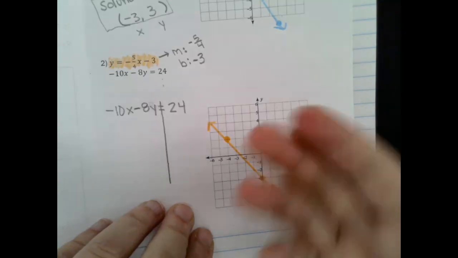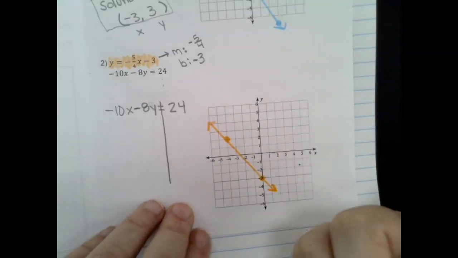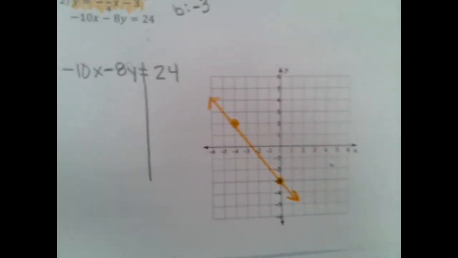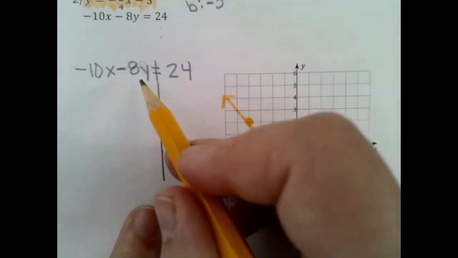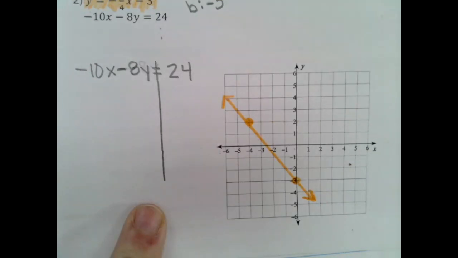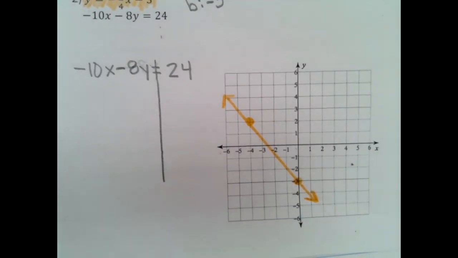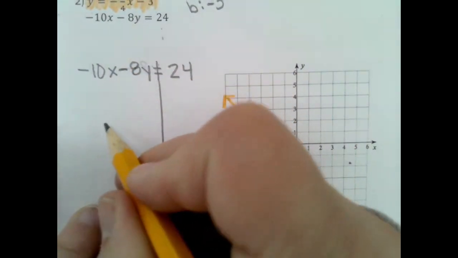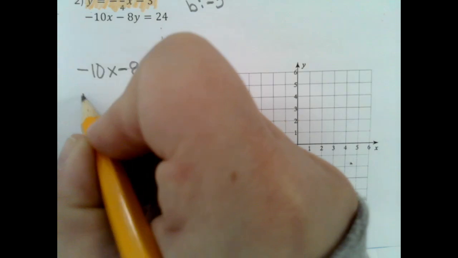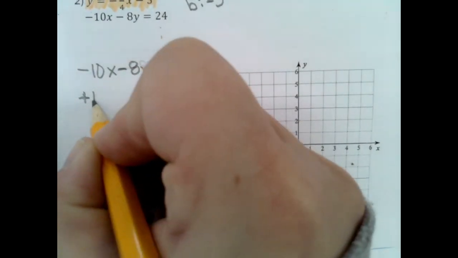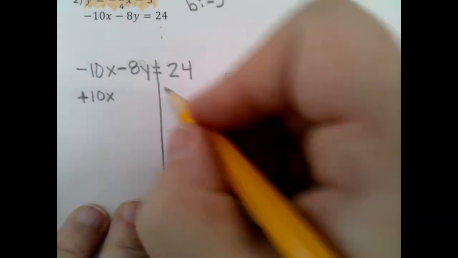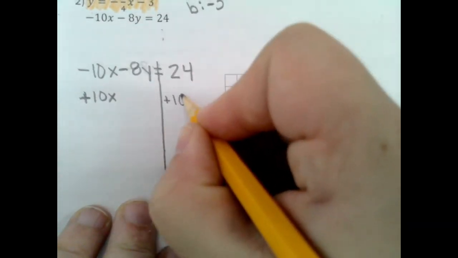All right, so if my goal is to get y by itself, are we going to undo the 8 first or undo the 10x? Good, get rid of that negative 10x. What's the opposite of a negative 10x? How would I undo a negative? Yeah, we would add. So we're going to add 10x. If we do it to one side, we have to do it to the other side.